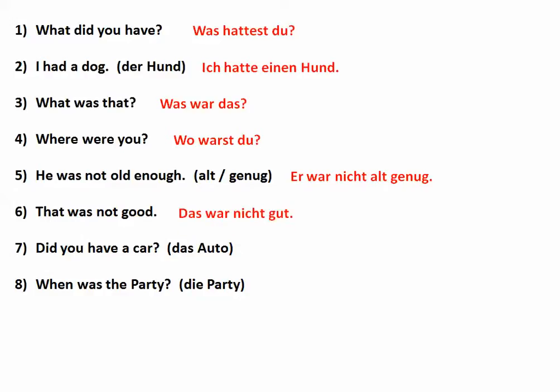Did you have a car? It's really formulated like had you a car. So hattest du oder hatten Sie ein Auto? And when was the party? Wann war die Party? So again, we are just using here the imperfect tense, just trying to get used to the imperfect with both sein and with haben.